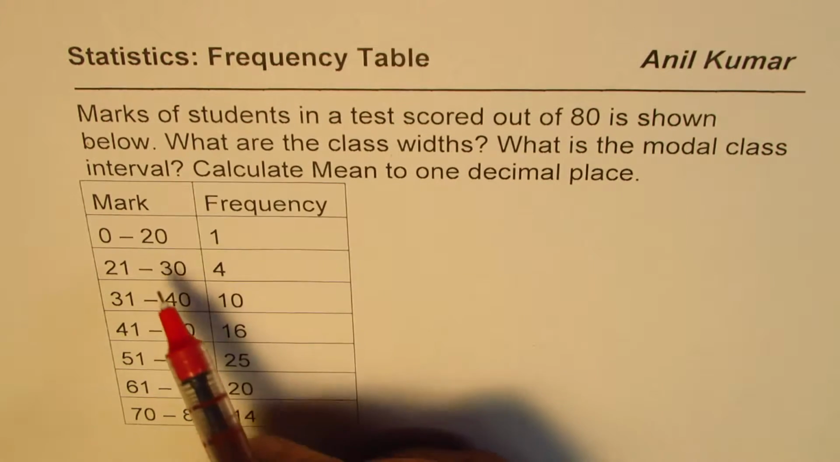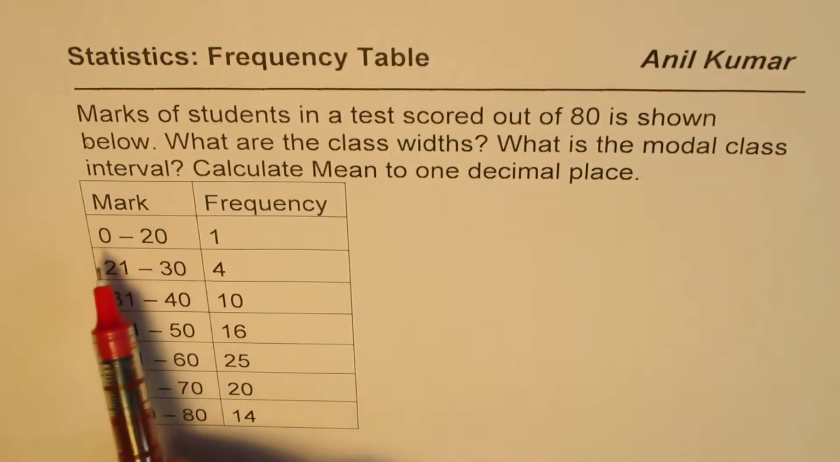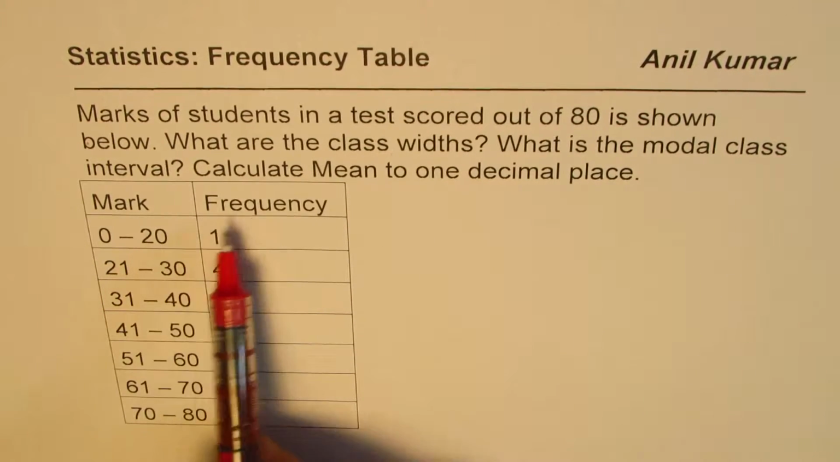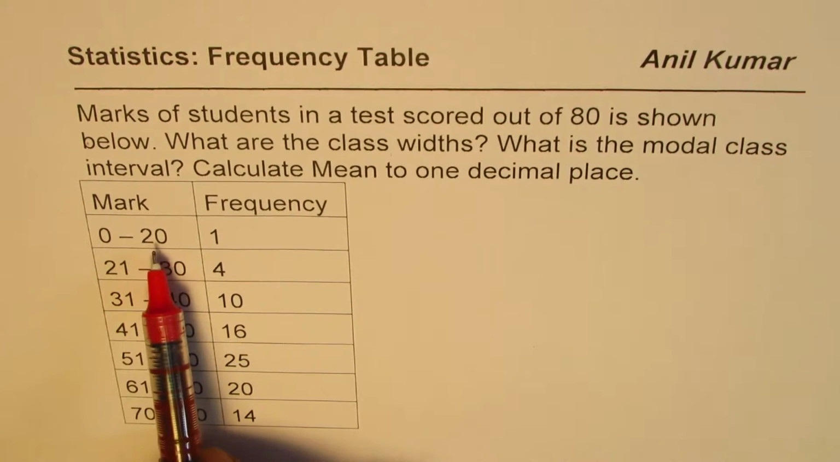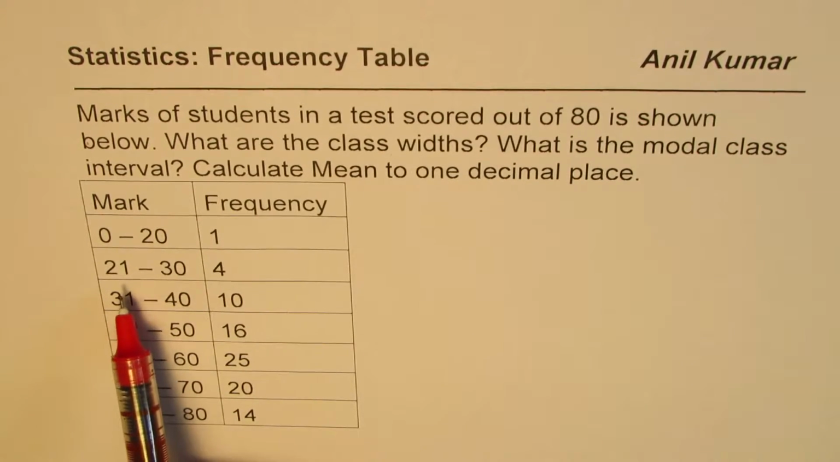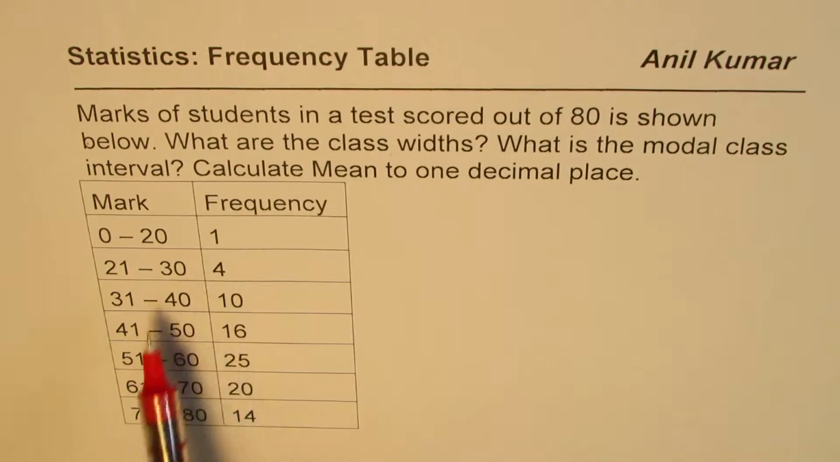Now here we have different class intervals. The first one is marks obtained between 0 to 20. Frequency means number of students. So one student scored between 0 to 20 out of 80. 4 students got marks between 21 to 30, and likewise we have this table: 31 to 40, 10; 41 to 50, 16; 51 to 60, 25; 61 to 70, 20; and from 70 to 80, 14 students.